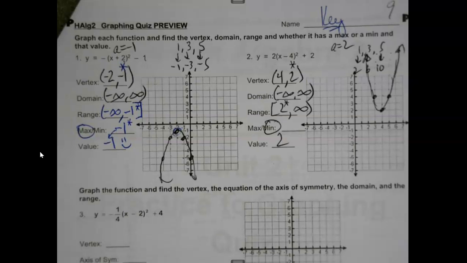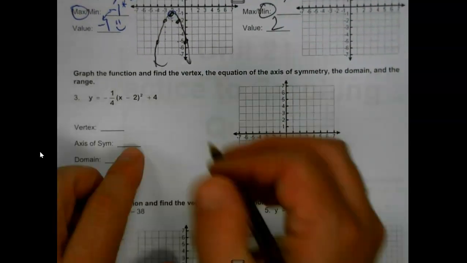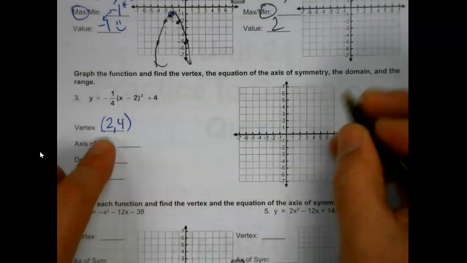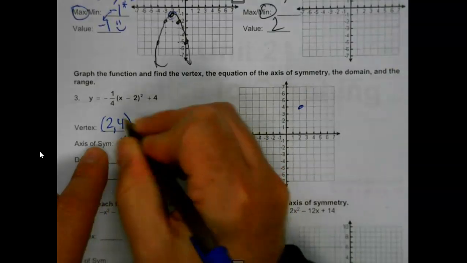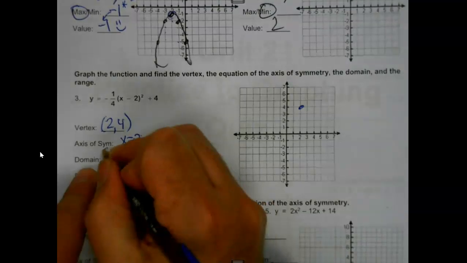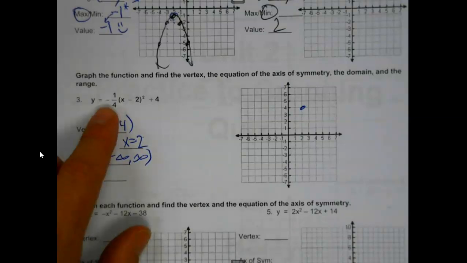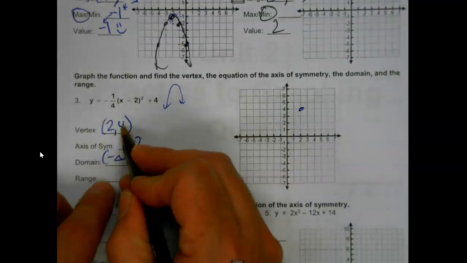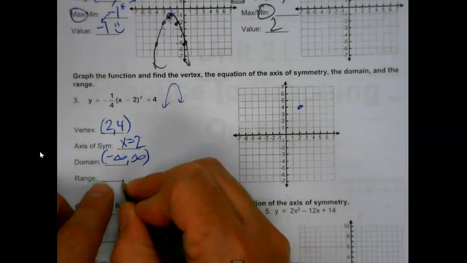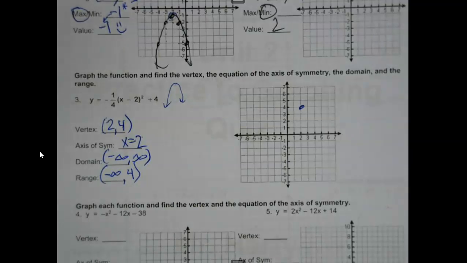Okay. Now, here, graph the function, vertex, axis of symmetry, domain, and range. Okay, still in vertex mode. Nice. Vertex is at 2, 4. Axis of symmetry is the x value of your vertex. Every time. Domain is still infinite. And I see this is going to be opening down, so if I wanted to keep going here, I could. I'm going down. There's my y value. That's going to be at the top of my graph. And I'm going to be going down forever because I know it opens down. I haven't even graphed anything yet.